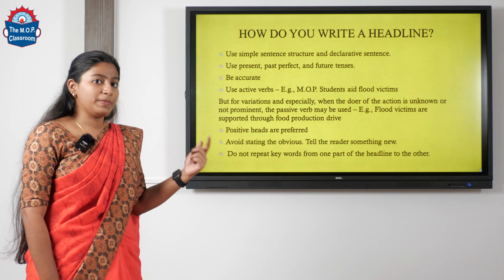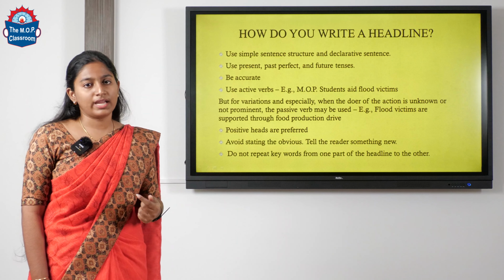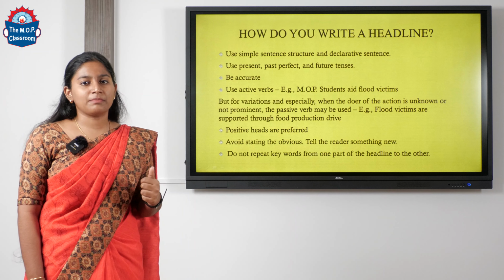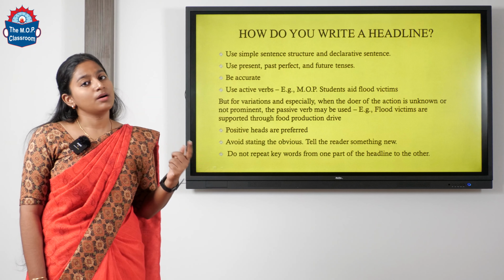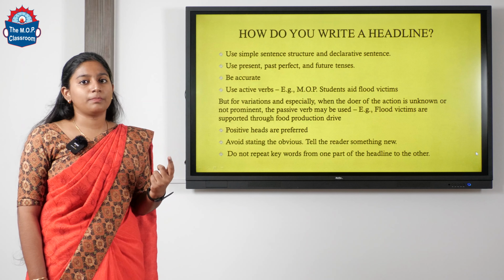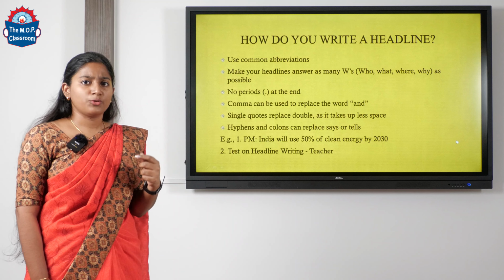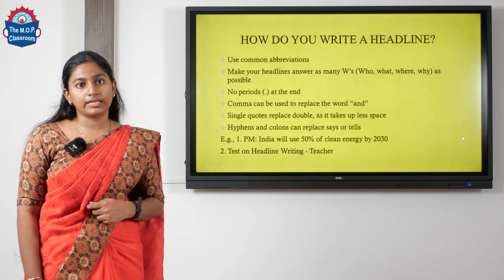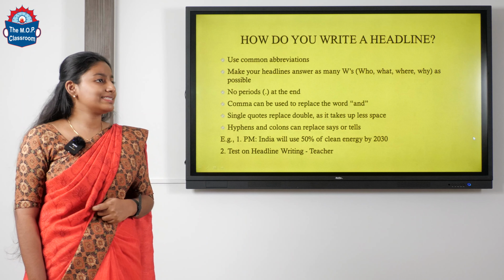And you cannot repeat the same keyword in both the parts of your headline. As we all just saw, there are two parts to a headline, that is primary headline and secondary headline. You can't repeat the same element in both the parts. And you can use common abbreviations. For example, instead of saying Tamil Nadu, you can use the abbreviation TN. Or instead of saying Chief Minister, you can use the abbreviation CM.